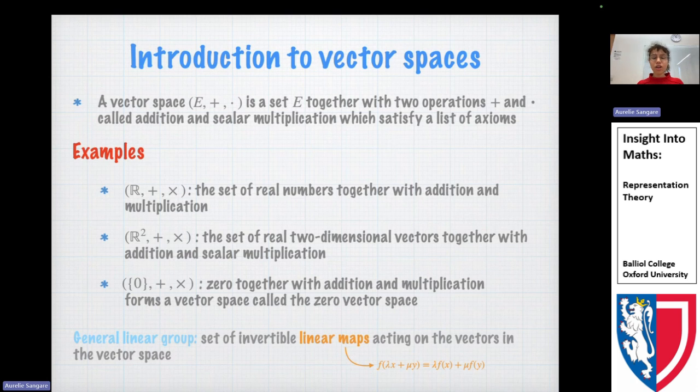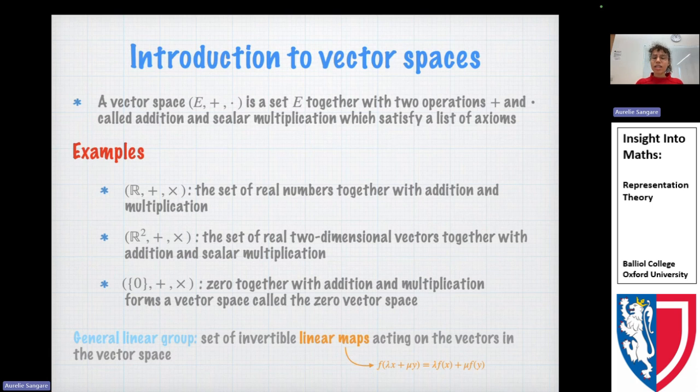And once you've defined a vector space, you can consider the functions that act on that vector space. And these functions are invertible linear maps. So they are a specific type of functions which are invertible and which are said to be linear. And linear just means that they satisfy the equation in orange.